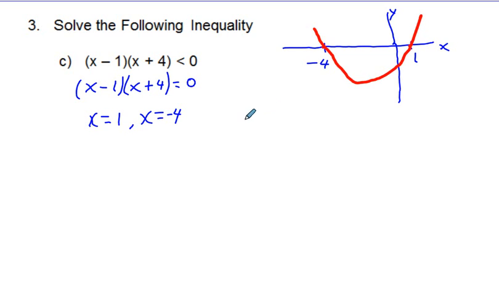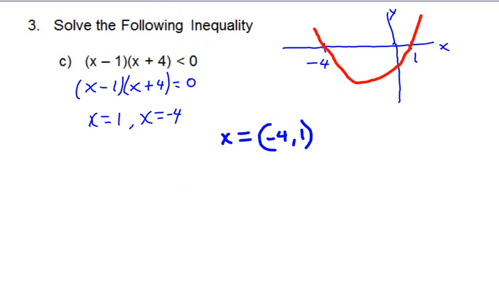So we would write this as our x is equal to our interval from greater than -4 to 1, but not including 1. And I'm going to show you also an alternative way of doing this.